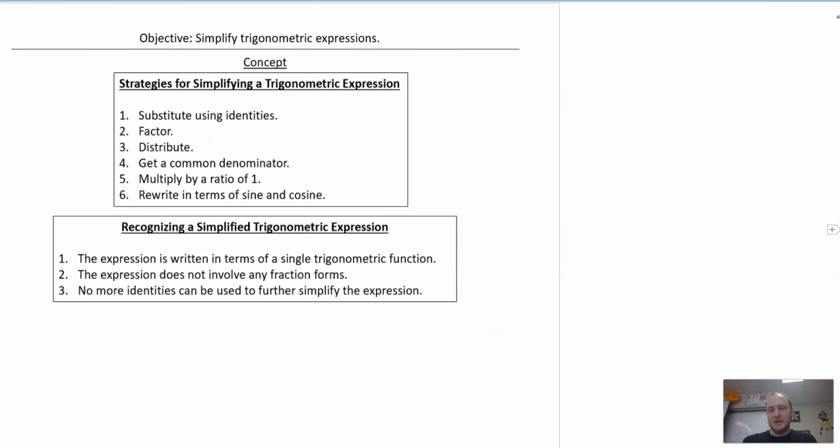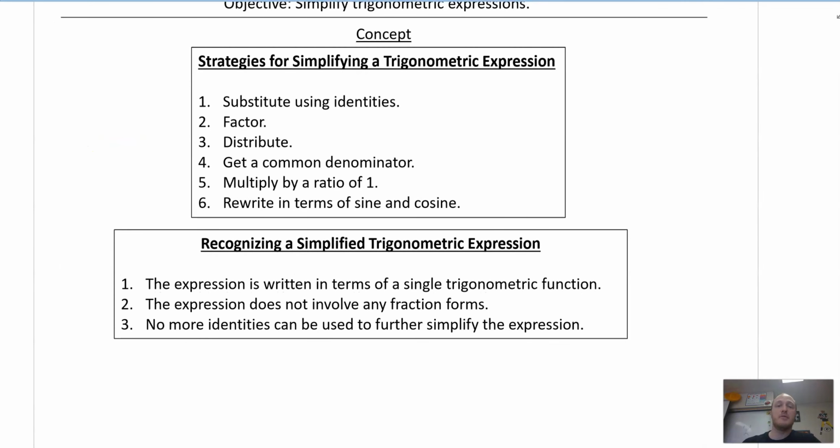All right, let's go ahead and look at the steps and strategies for simplifying a trig expression. Step 1, substitute using the identities. And it's very easy to substitute using these identities because you're going to see the squared, sine squared, cosine squared. Whenever you see a trig function squared, it's kind of like poking at you, like, hey, you're going to use a Pythagorean identity.